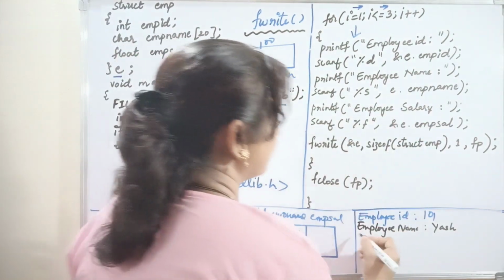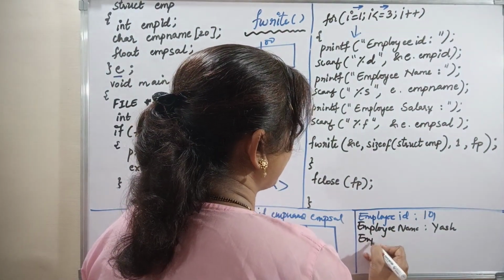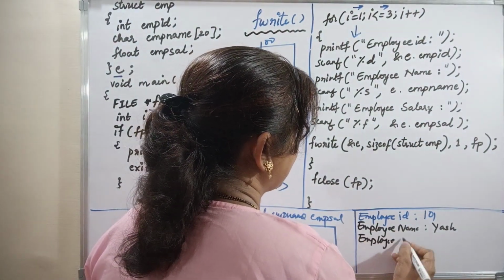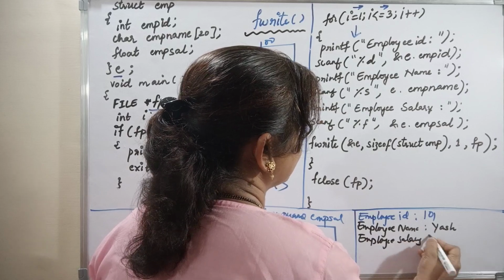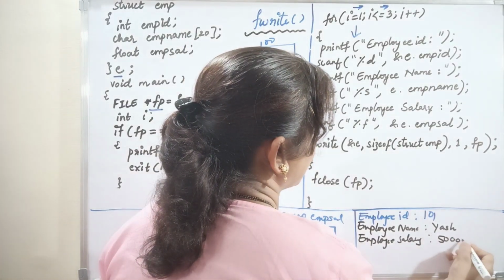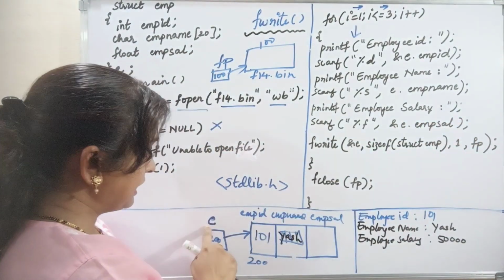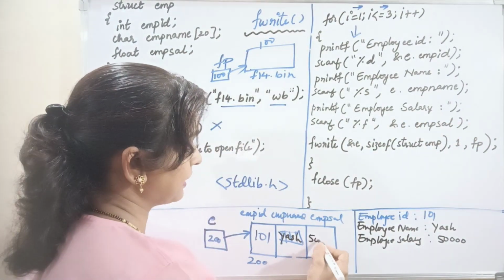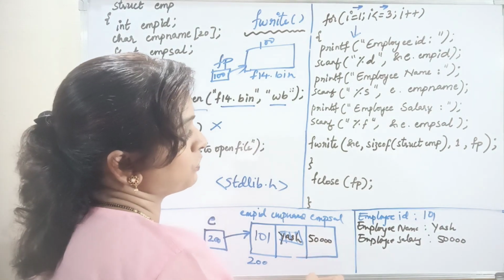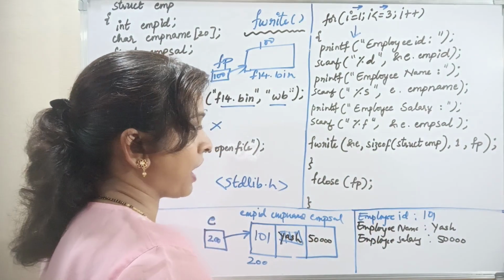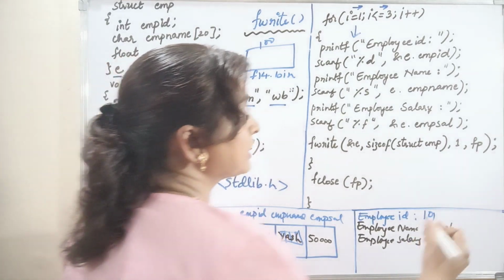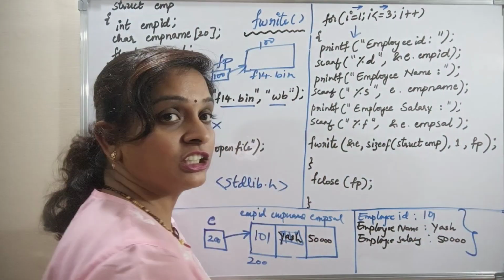So that value will be stored here. Then I say enter the employee salary. So employee salary, I need to enter. I just say 50,000, so that will be stored in the address of e.emp sal. E.emp salary, 50,000.